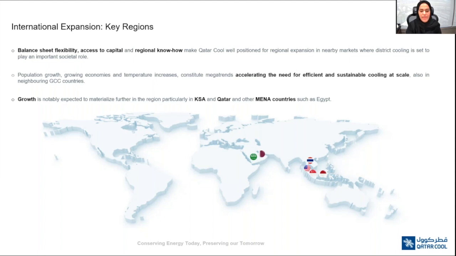This would prevent the region from having to build new power generation plants and will also save a lot of fuel. As you can see here on this slide, growth is notably expected to materialize further in the region, particularly in KSA and Qatar and other MENA countries such as Egypt.